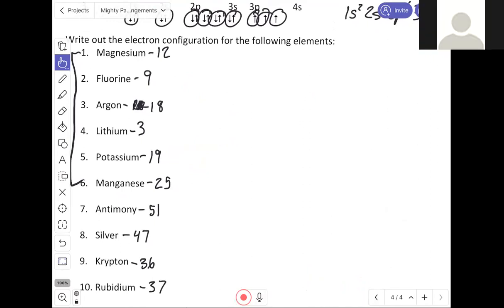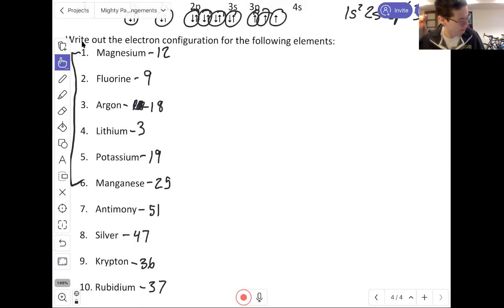I thought Argon was 98. That's why I was texting. No, sorry, that was some weird blip on my screen. It is 18. I don't know why it came up as 98.